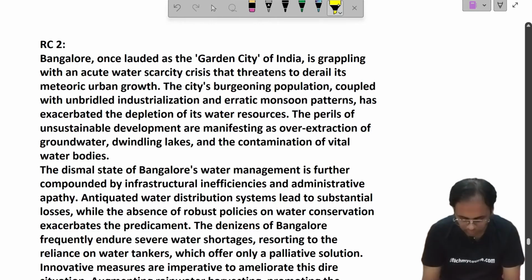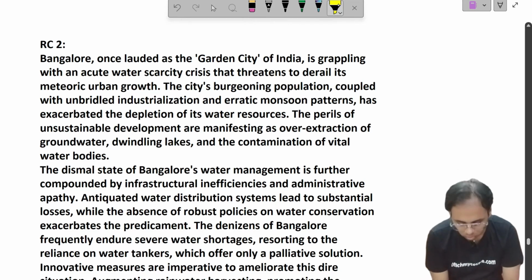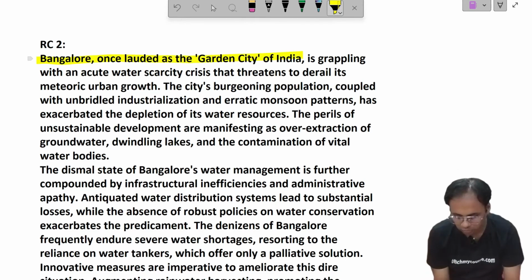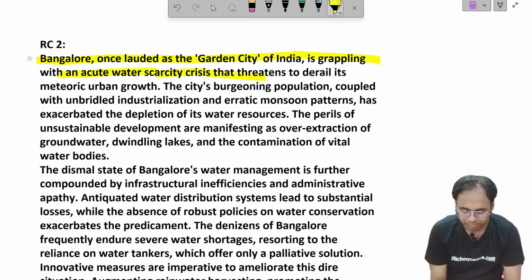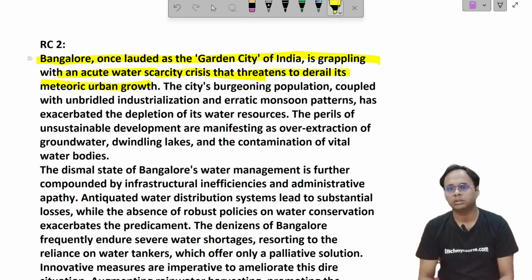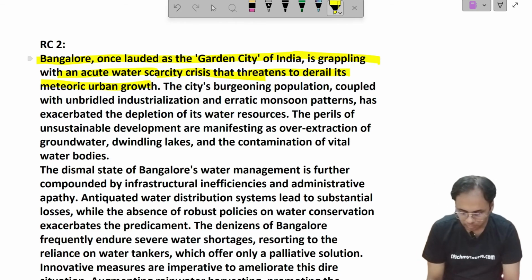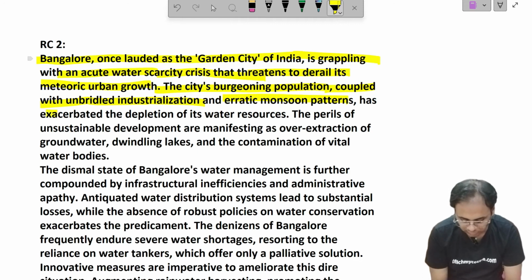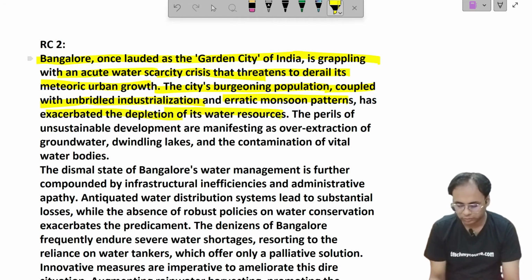Let's see. It is based on Bangalore city. Bangalore, once lauded as the Garden City of India, is grappling with an acute water scarcity crisis that threatens to derail its meteoric urban growth. So it is based on a very current affair, the Bangalore water crisis. The city's burgeoning population, coupled with unbridled industrialization and erratic monsoon patterns, has exacerbated the depletion of its water resources.